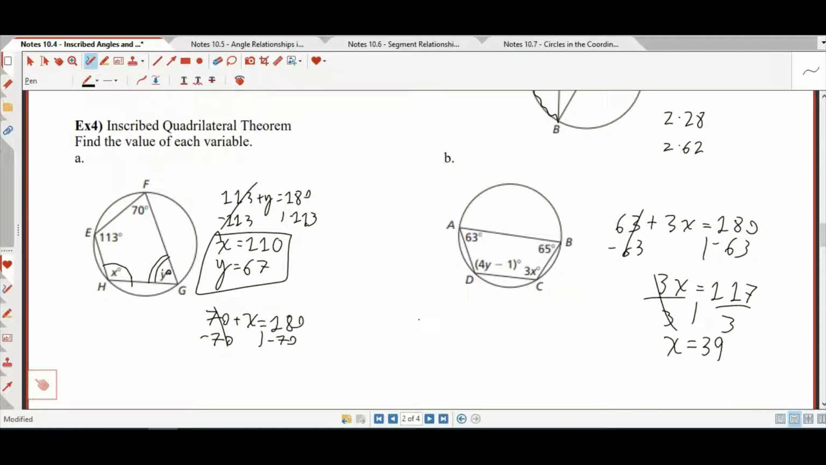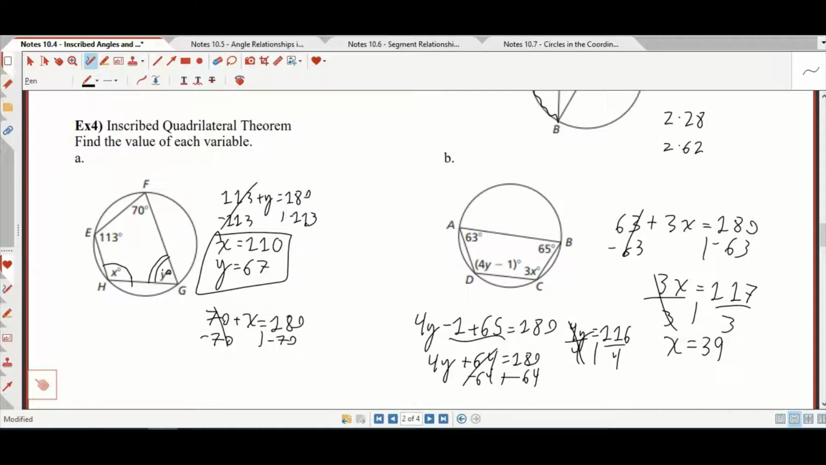As for y, again, I know they add up to 180, so 4y minus 1 plus 65 equals 180. Combine like terms, 4y plus 64 equals 180. Subtract 64 from both sides. And 180 minus 64 is equal to 116. So 4y equals 116. Divide both sides by 4. Is that 29? It is. I got one. Yay! Which means x equals 39 and y equals 29.